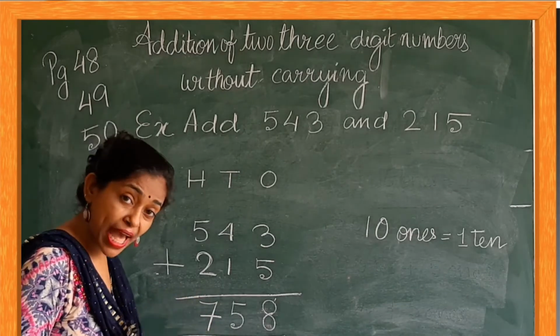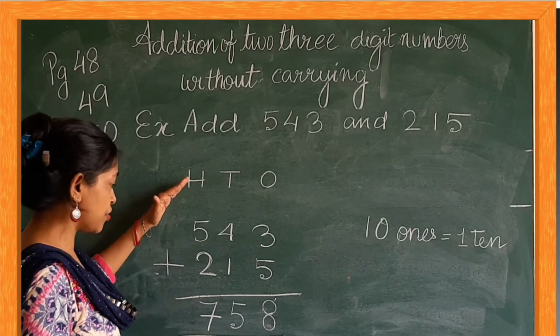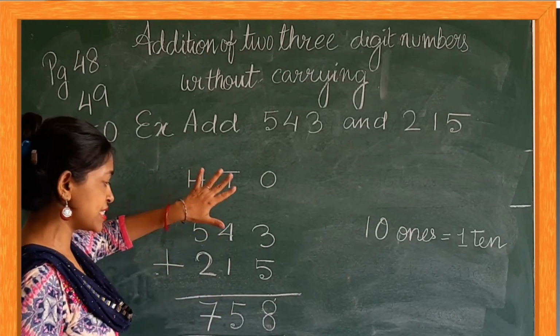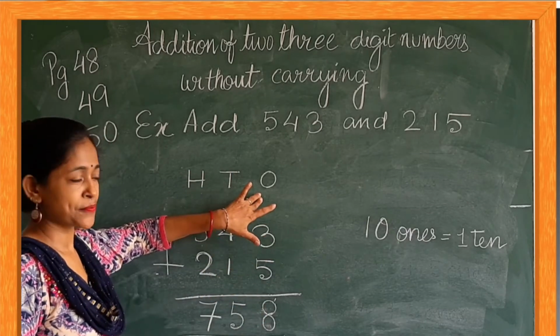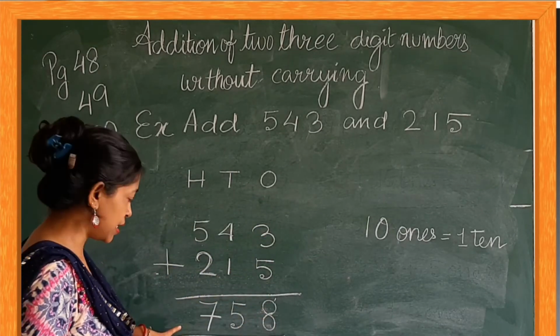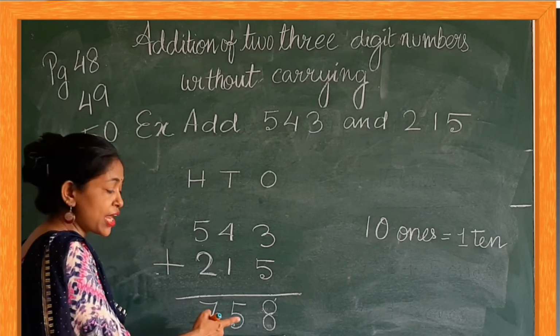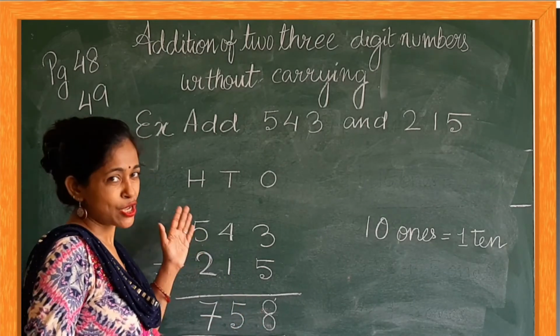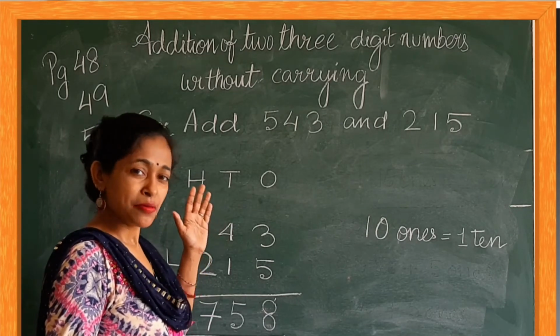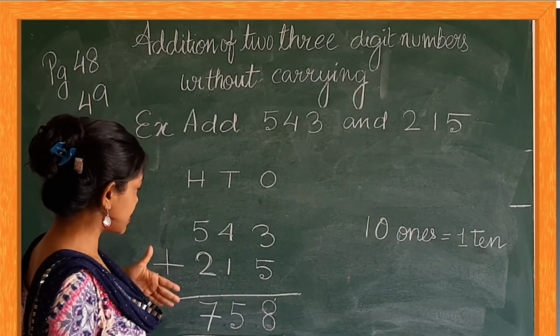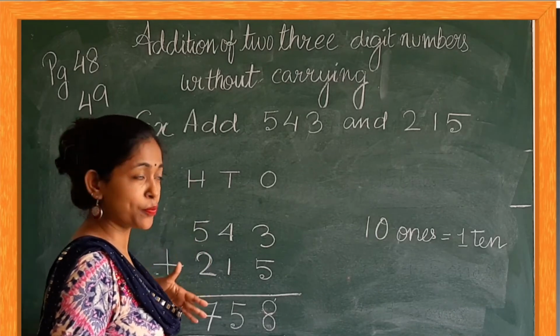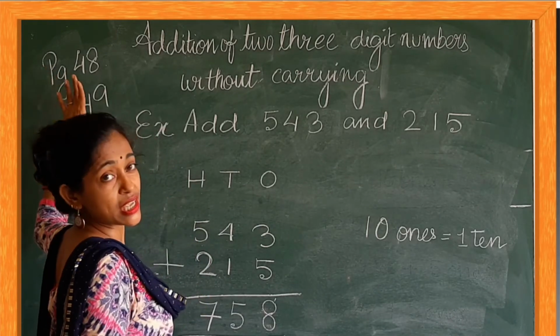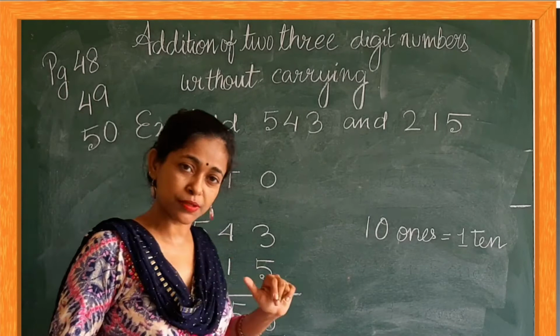So what do we have now? 7 hundreds, 5 tens, 8 ones. So the number is equal to 758. So I hope you have understood. So you will do it in the exercise. This example you will do it in the notebook and these pages in your maths book.